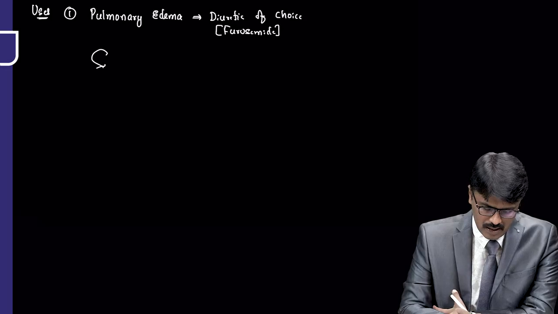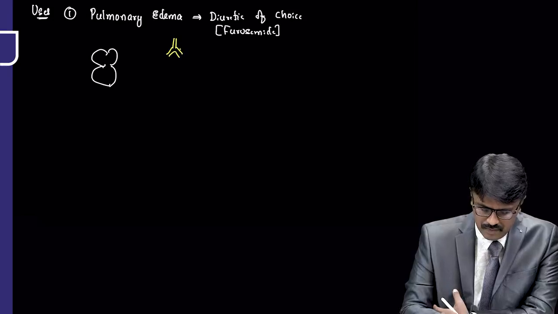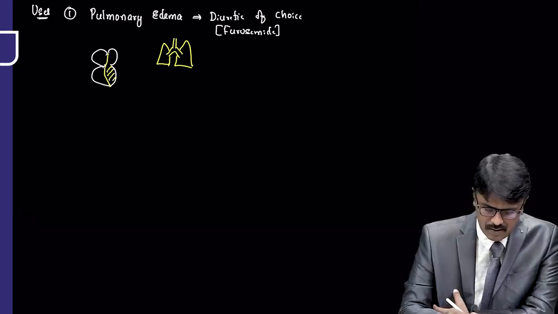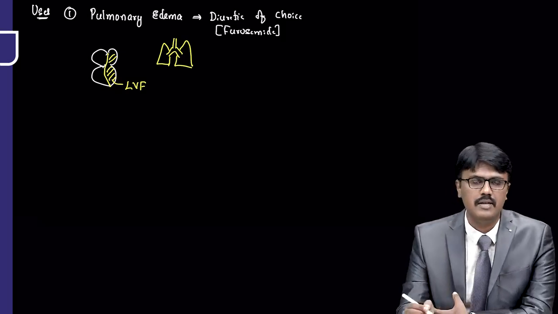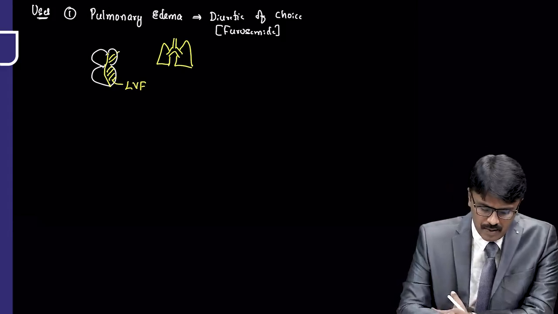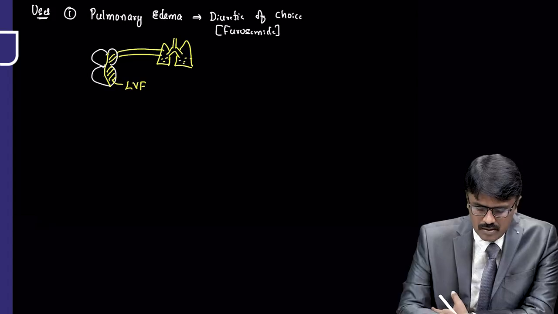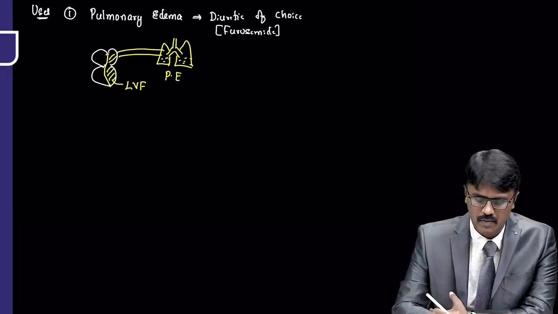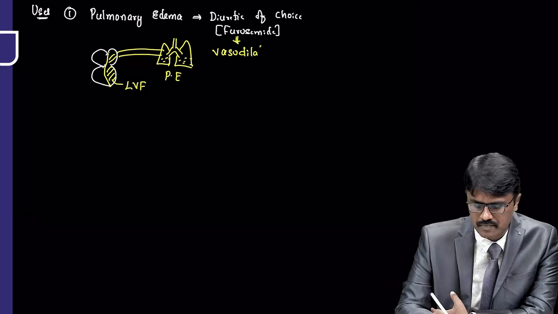Now let me draw the heart here. This is the diagram of the heart, and then the lungs. So this is the left side of the heart. Now, what happens when the left ventricular failure occurs? When the left ventricle fails, that means it is not able to pump properly. The fluid accumulates inside, and the back pressure is given to the lungs. Now, when the back pressure is given, the fluid accumulates in the lung, and that is what we mean by pulmonary edema.